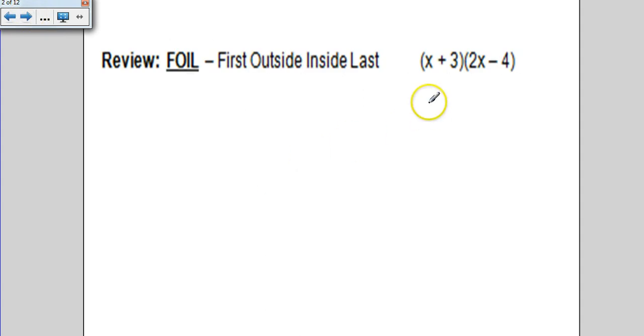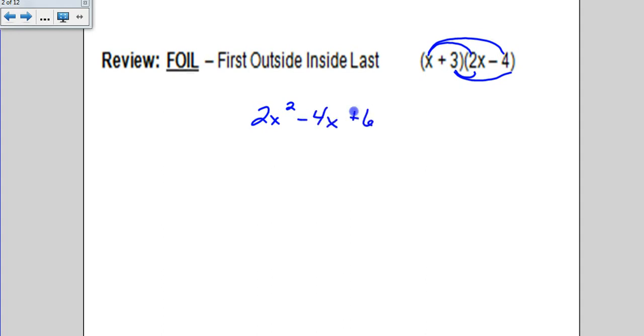When you have a binomial times a binomial like this, you FOIL, which is first times first, and then you do the outers, the inners, and the last. It's really just distribution. So x times 2x gives us 2x squared, and then the x times the negative 4 gives us negative 4x. The 3 times the 2x gives us a plus 6x, and then the 3 times the negative 4 gives us a minus 12. So we're going to combine our like terms in the middle here, and our final answer would be 2x squared plus 2x minus 12.